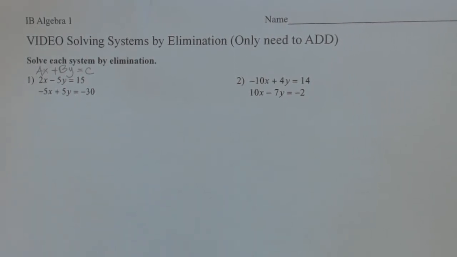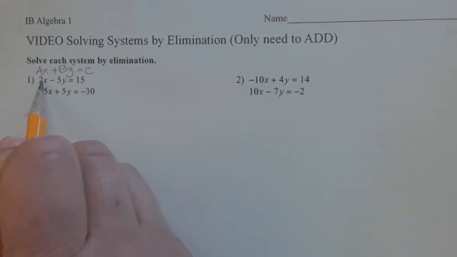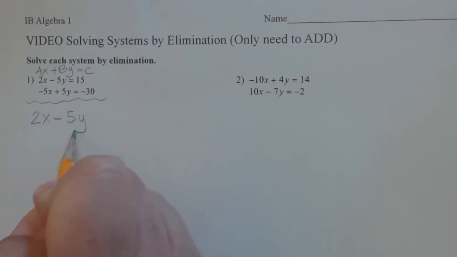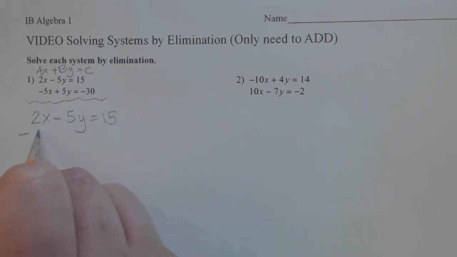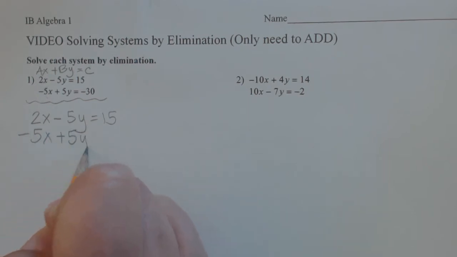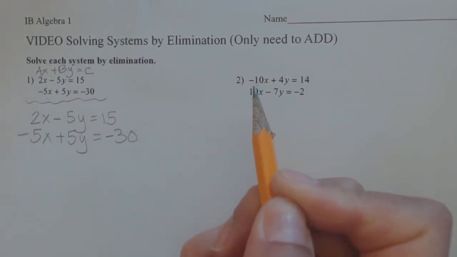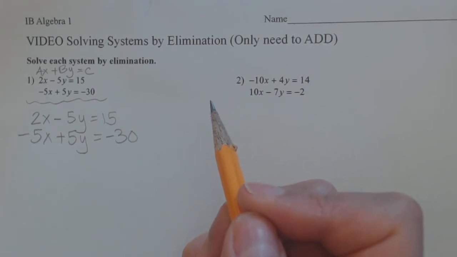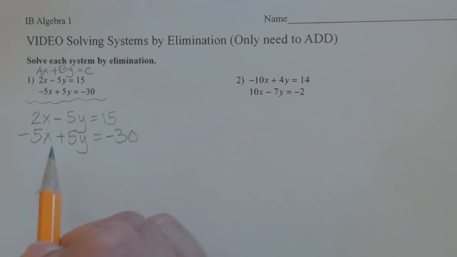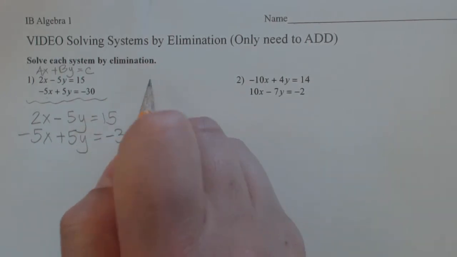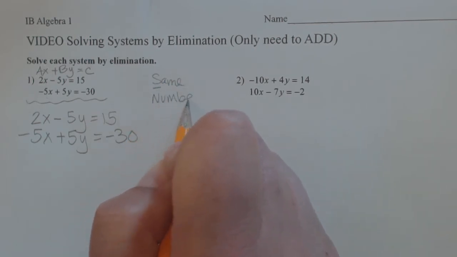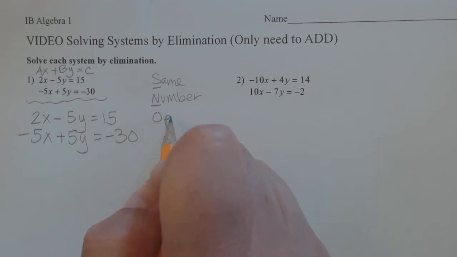We have 2 equations here. I'm actually going to rewrite them so that these numbers are directly on top of each other. So I'm going to just rewrite the problem. 2x minus 5y equals 15, and negative 5x plus 5y equals negative 30. Now, when we solve by elimination, what we're really doing is eliminating a variable. When we eliminate a variable, we have to look to see which one has the same number but with opposite signs.